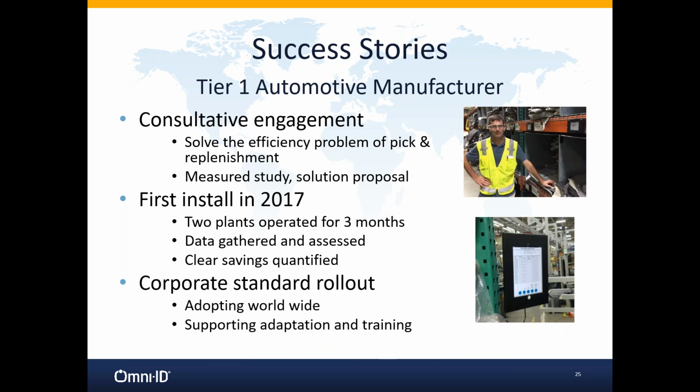This success story was with a Tier 1 automotive manufacturer. They had a problem with their pick and replenishment. They asked us to come in and work with their continuous improvement team to figure out how to make it more efficient. We actually engaged in that, doing some of the measurements, the time studies, understanding how the system can be improved, and doing a first install to pilot the concept and build the value proposition. Once we gathered data and assessed it, we had the clear savings quantified. We became a corporate standard, and we're in the midst of that rollout going to multiple plants.